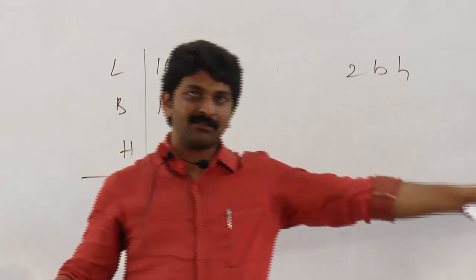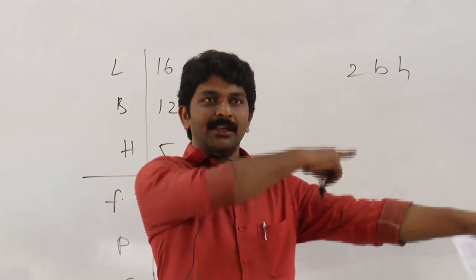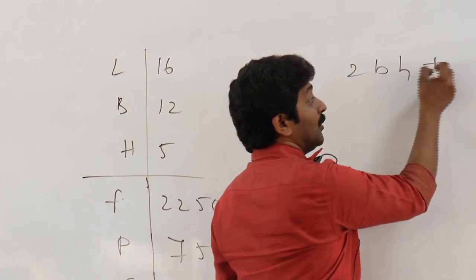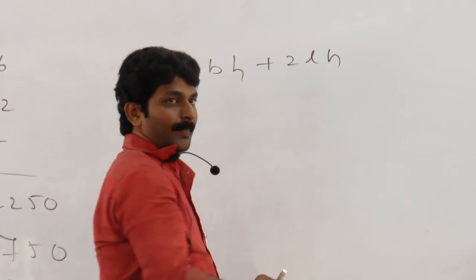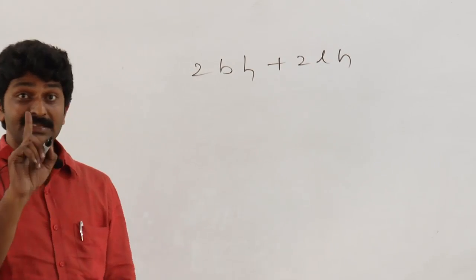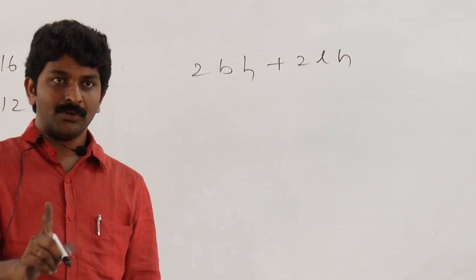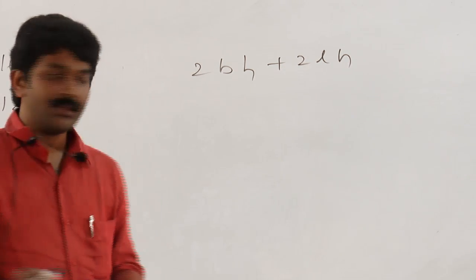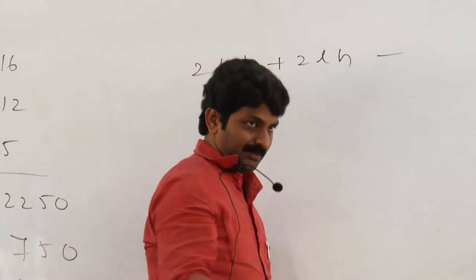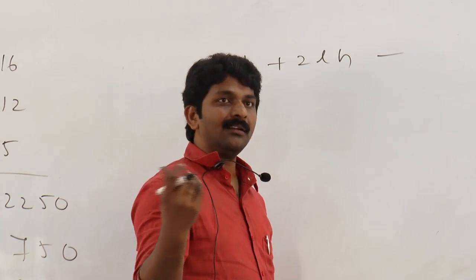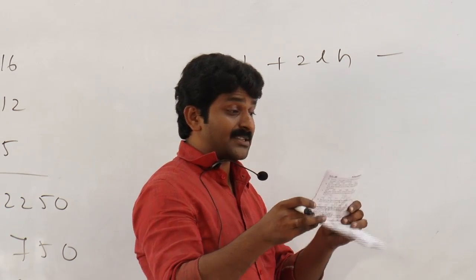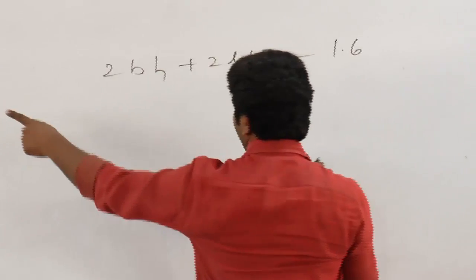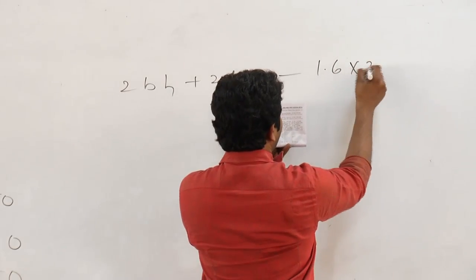And what about left hand side one? Length into height. Area of that wall? LH. Right side? LH. Total 2LH. Right? But it has a door and a window. So window area and door area paint avasam leduga. So from this you need to subtract that particular window area and then door area. And door measurements are given as 1.6 meters kada, avi kuda meters ga. Comfortably you can multiply this.